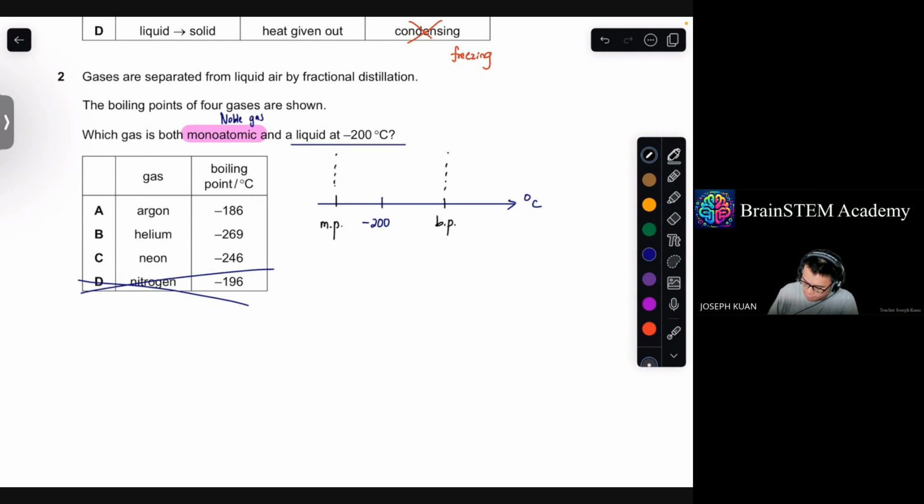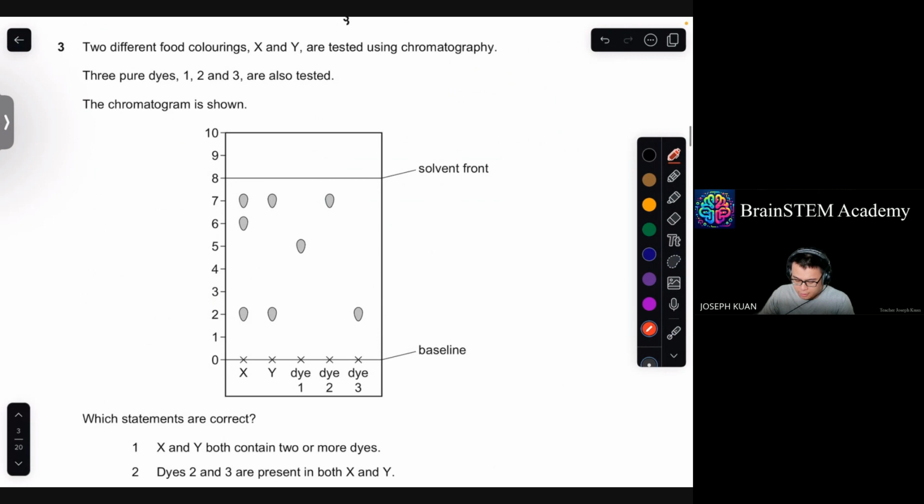Right, because remember, beyond the boiling point, it will be gaseous state. Between the melting point and the boiling point, there will be the liquid state. And then for below the melting point, there will be the solid state. Okay, that's the actual diagram. So based on the statement liquid at -200 degrees Celsius, the boiling point must be a greater number than -200. So the only possible answer is A, argon, which is the boiling point at -186.